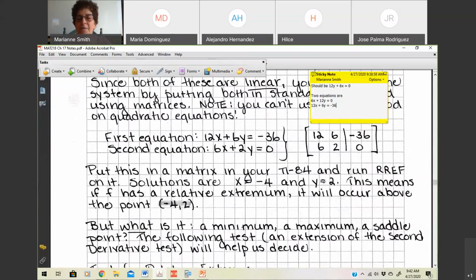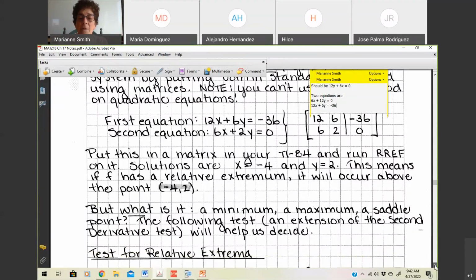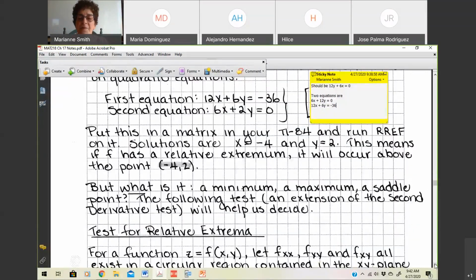So I got -4 and 2. That means if this surface has a maximum or a minimum, it's above the point -4, 2 on the floor. There's maybe a valley, or a mountaintop, or a saddle surface above that point. At this point we just know we have something, but we don't know if it's a maximum, a minimum, or a saddle point.